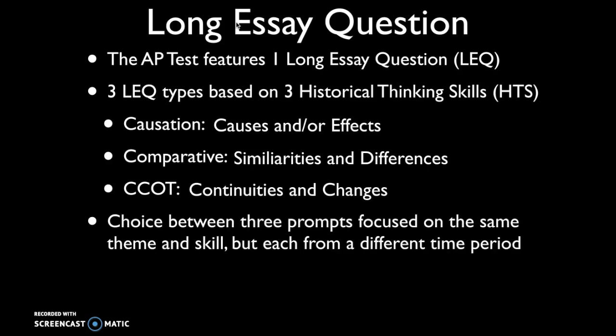So you are given a choice between three prompts on the AP test that focus on the same theme or skill. So the same theme may be they're all about social characteristics, or they're all about culture, or they're all about economic characteristics. And they also focus on the same skill. So they'll all three be either a CCOT or a comparative or a causation essay. But they're each pulled from a different time period. So the first option will be pulled from period 1 and 2. The second option will cover period 3 and 4. And the third option will cover period 5 and 6.